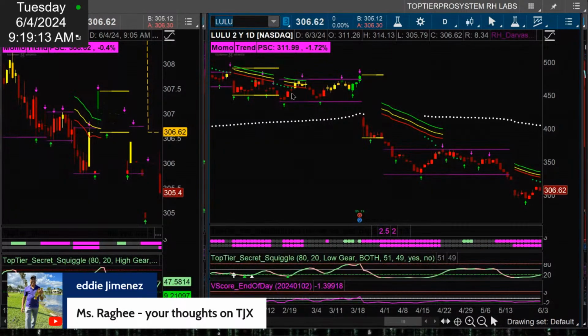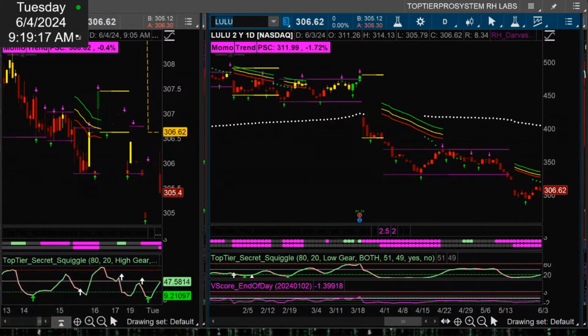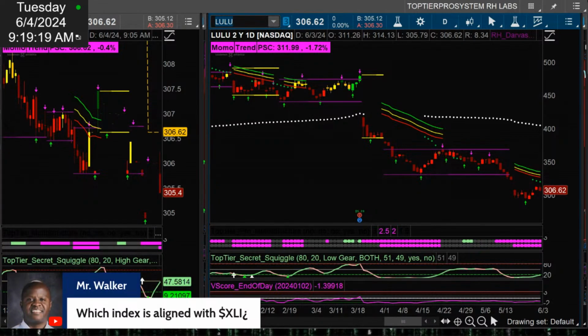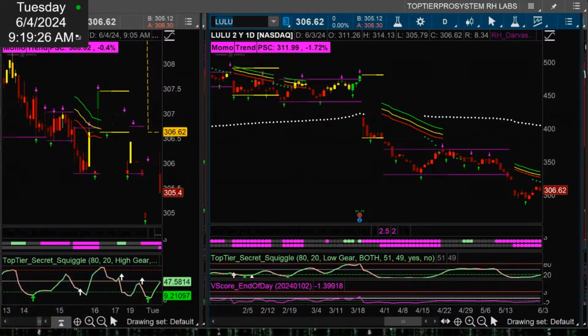All right. Next up is a question on XLI. Which index is aligned with industrials? That would be the Dow Industrial Average. I would keep an eye on YM if you're looking at XLI. It's not the heaviest weighted sector, but the Dow is going to be aligned with XLI, or I should say XLI should be aligned with the Dow.